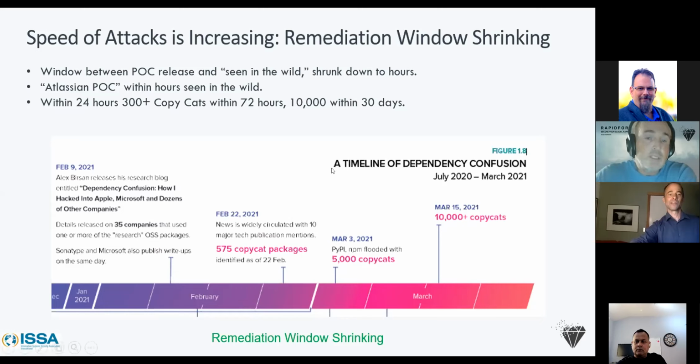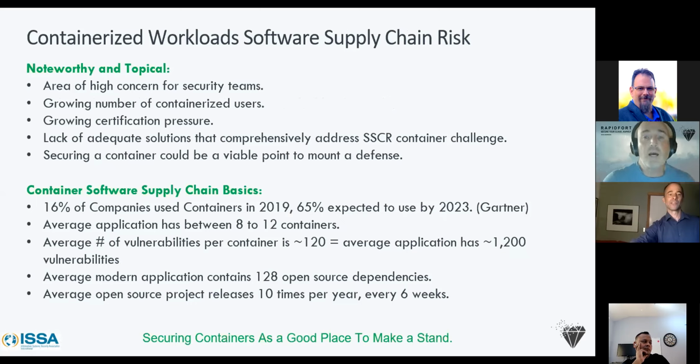What is very interesting was this study that on February the 9th, an academic researcher released a very well-known dependency confusion exploit, and literally within 24 hours, there were 300 copycat exploits already in motion, and within 30 days, it had been totally institutionalized with around 10,000 of those. And that's obviously really tough for us as security practitioners, because it means we've got all these components, all these patches, and if we happen to miss one, then we're vulnerable.